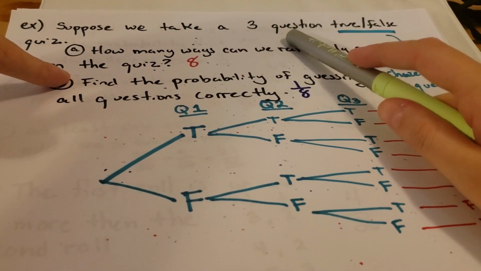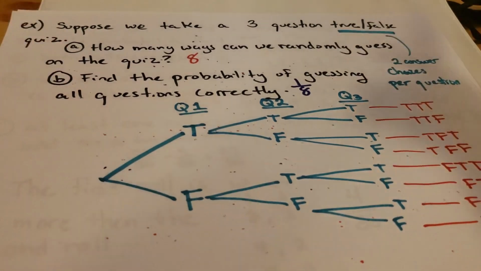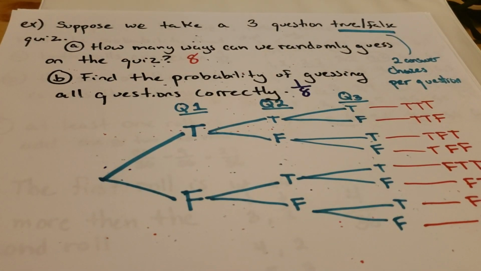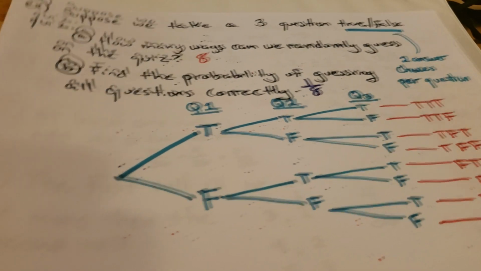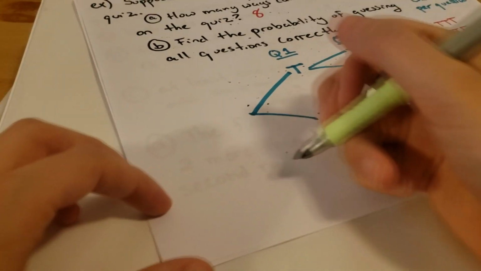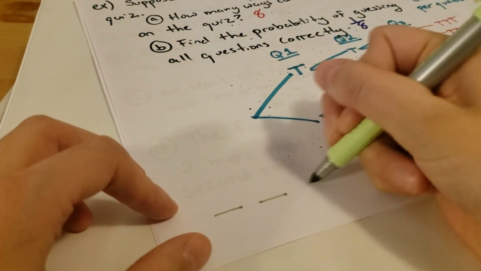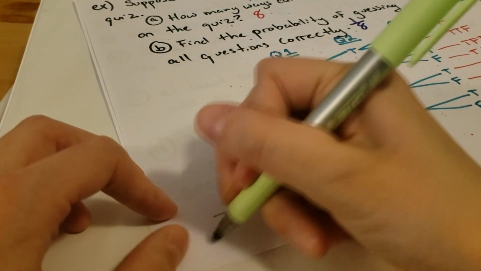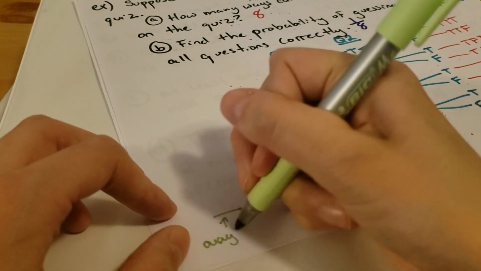We're told that we had a 3-question true or false exam. This means that for each answer choice, you have 2 ways that you can guess. So there are 3 questions on this quiz, and then 2 ways to guess.